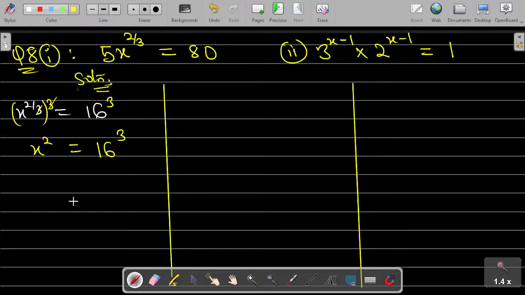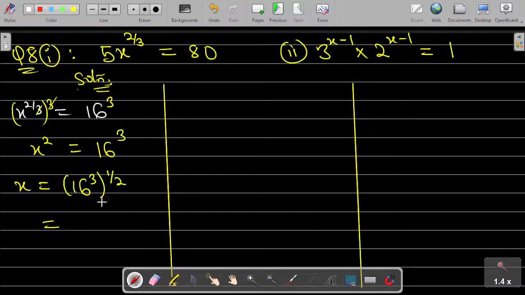Now what are we supposed to do? Take the square root of both sides. But there are two ways we can do that to make our work easy. One is to take the square root, and that will give us x is equal to 16 raised to the power of 3, all raised to the power of 1 over 2, which is the meaning of square root.